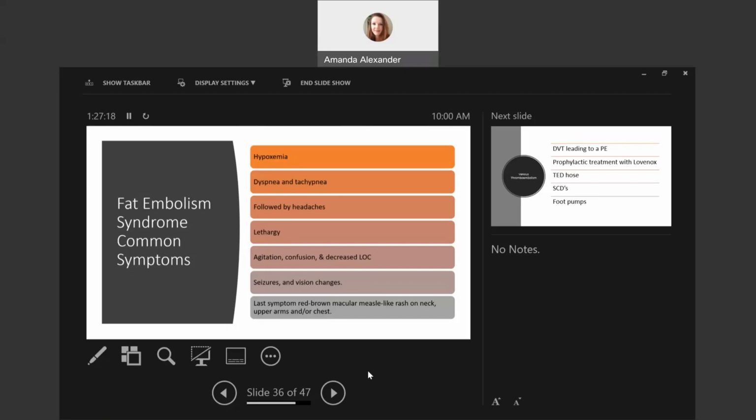They may present sleepy and weak or lethargic. They may be confused, agitated. They may have a decreased level of consciousness. Seizures and visual changes are really late neurological signs, so that's not really good. And the last symptom is that red-brown macular like rash on the neck or upper arms and chest. This also can present with the fat embolism.